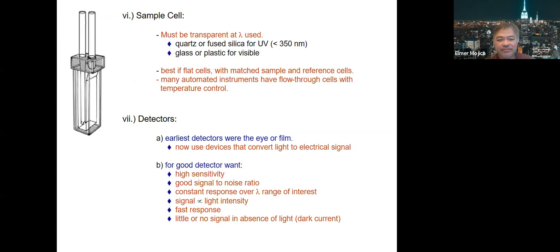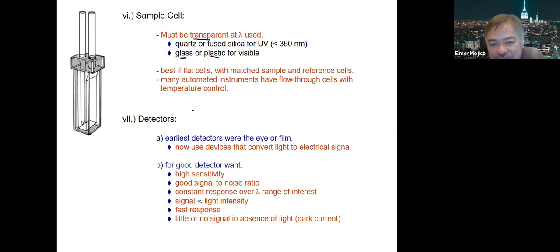Next one, sample cell should be transparent, at least in the UV-visible. Okay, if it's an IR, there are instances that it's okay to be not transparent. Sometimes ang itim-itim na nung glass window na ginagamit namin, but we still see it because there's a laser that passed through it. Okay? So you have quartz or fused silica for UV, or you can have glass or plastic for visible region.